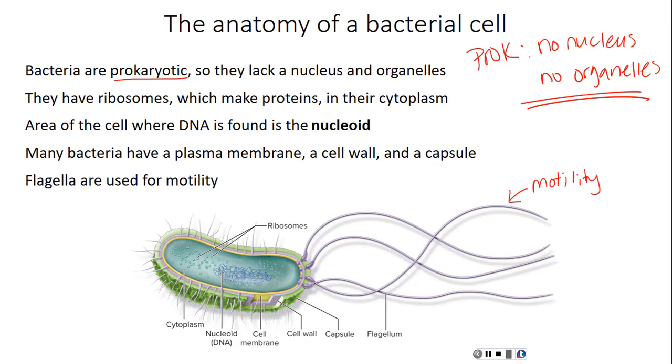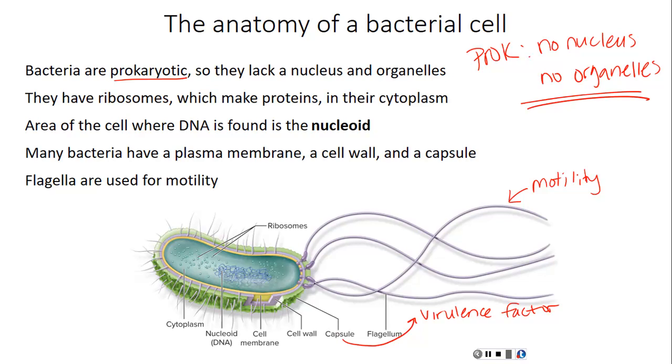Now working our way inwards. This green outer layer is the capsule, and this is a sugary layer. It's very, very sticky. It allows bacteria to stick to surfaces, to stick to one another and form little communities, but it's also a virulence factor. So what on earth is that?